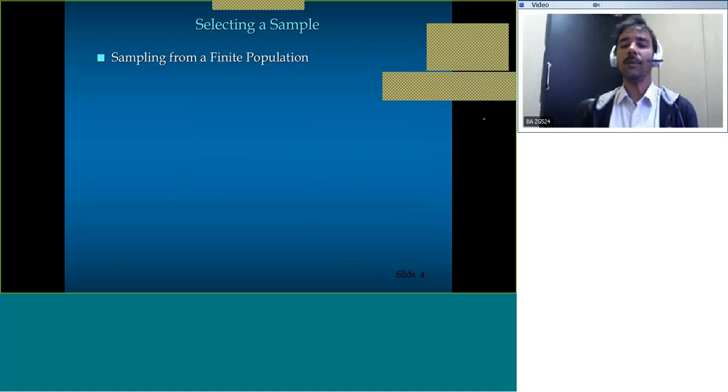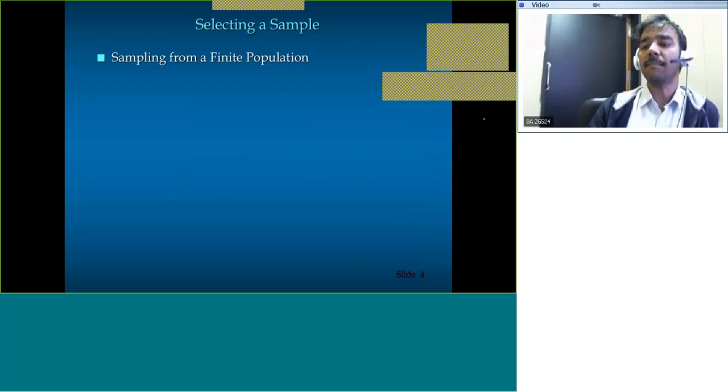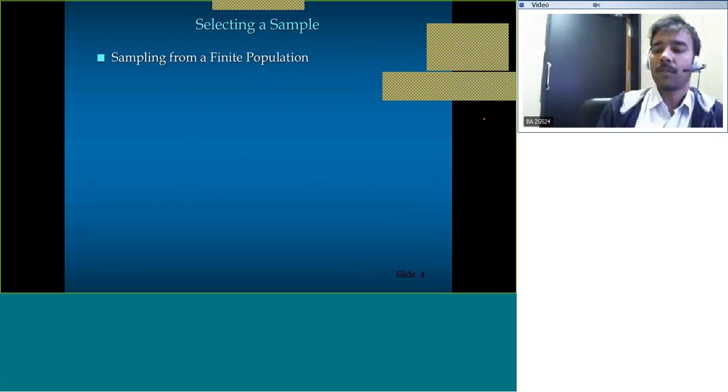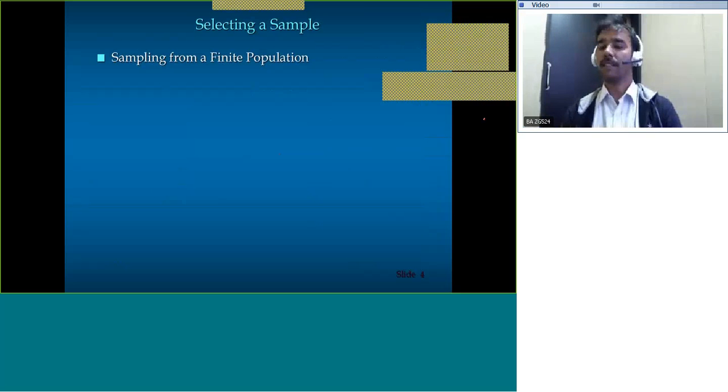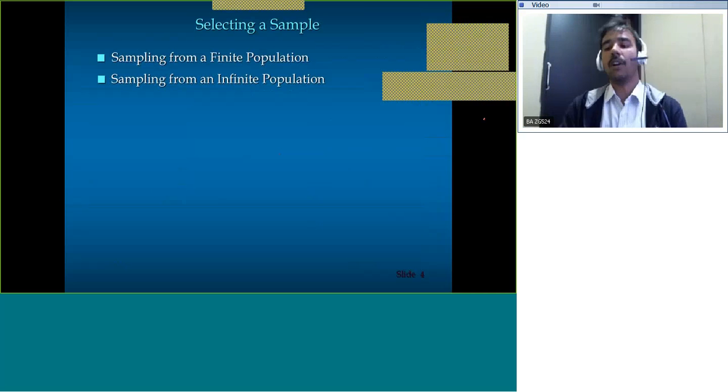So immediately one can ask a question: we are talking about an ideal statistical method to draw a sample, so how do we draw a sample, and what are the available methods and concepts? You can select a sample either from a finite population or an infinite population. These two generally come into the picture.